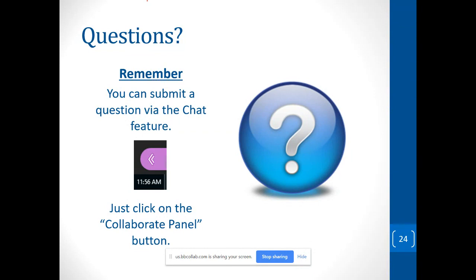Okay, we have a question coming in. It says, when you say lessons learned, does that apply to the proposal or to the final project once it is funded? Yes, to the final project once it's funded.